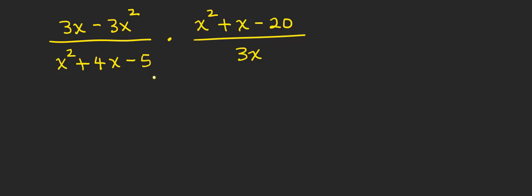Let's multiply these two rational expressions. So what we need to do here is take out the greatest common factor, which is 3x. You end up getting 1 minus x.